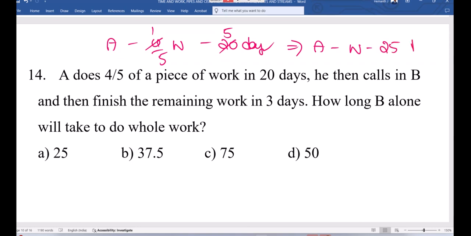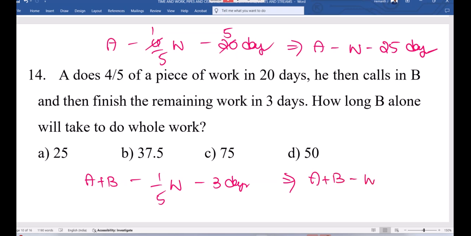Is that clear? Then B joined for only 1 by 5th of the work. 4 by 5th of the work was completed by A. Now A and B together completed 1 by 5th of the work in 3 days, which means A plus B complete the full work in 15 days. Up to here is it clear?